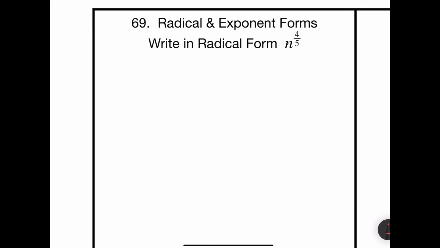Problem number 69 is radical and exponent forms. It says write in radical form n to the 4/5. So I have n to the 4/5 as a fractional exponent, and I want to write that with a radical. Again, I'm going to raise the root. So n to the 4th, raised to the 4th, and the root would be 5. So my answer would be the 5th root of n to the 4th.